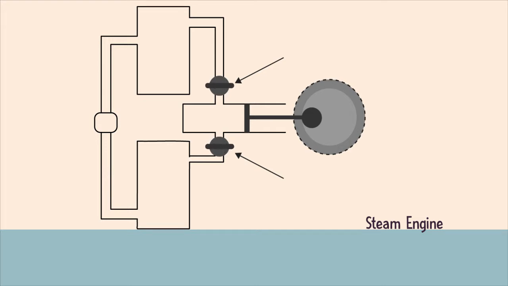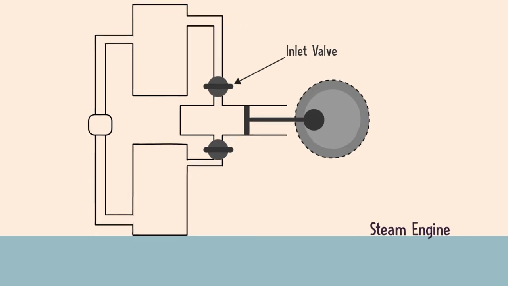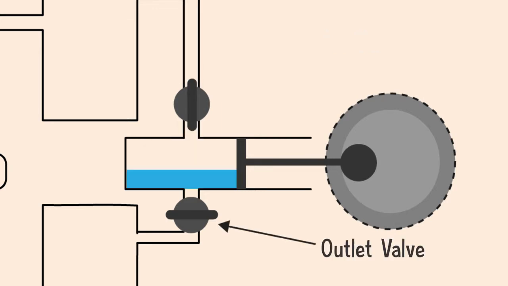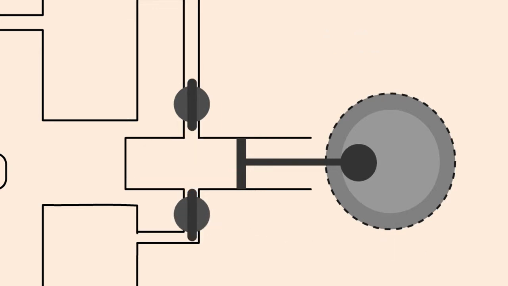This engine has two valves. This one is inlet valve which controls passage of steam. This is outlet valve which controls passage of water through the pipe. Valves open in one direction only, to let in or to let out steam at appropriate stages.